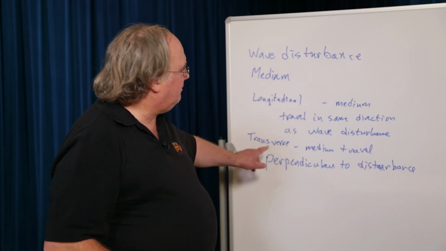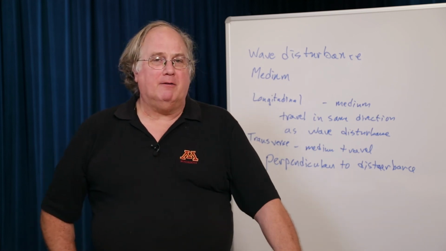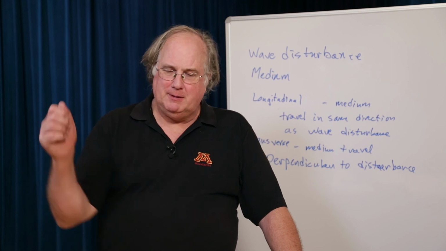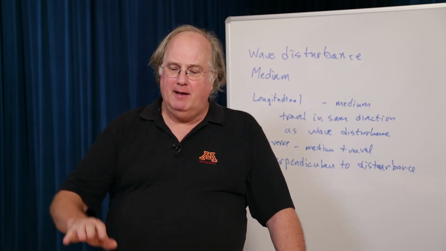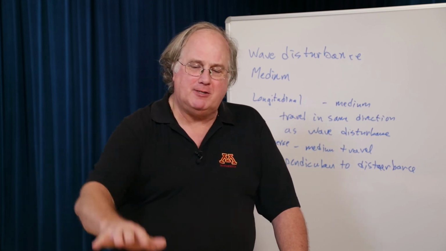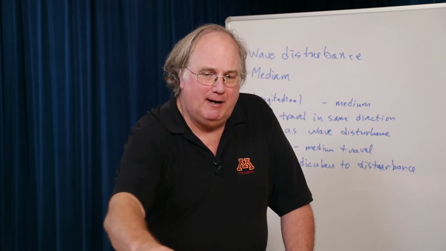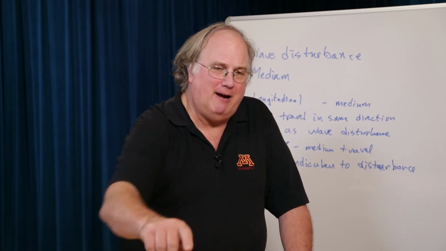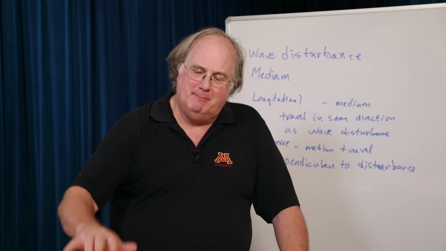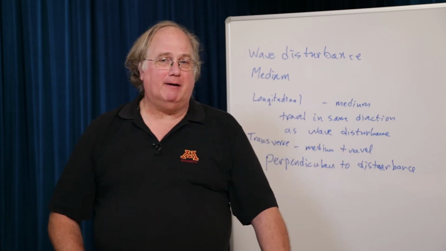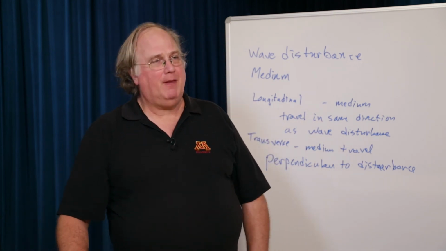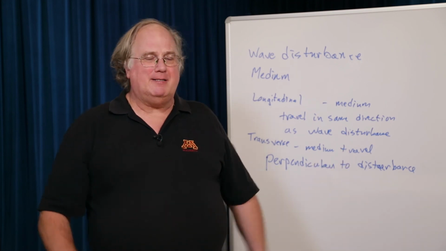A transverse wave is what you find in a rope. If you pick up a rope and you snap it at one end, there's a wave disturbance that goes this way, goes up and down. The disturbance moves that way. The medium particles are oscillating up and down. That's a transverse wave. All right, that's the introduction.